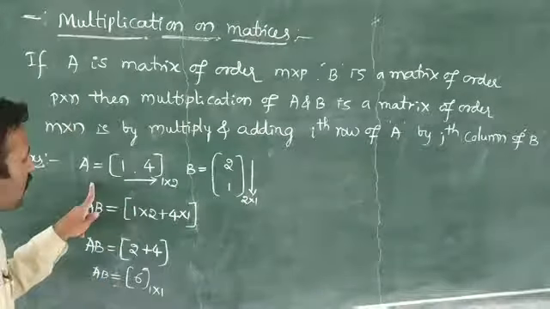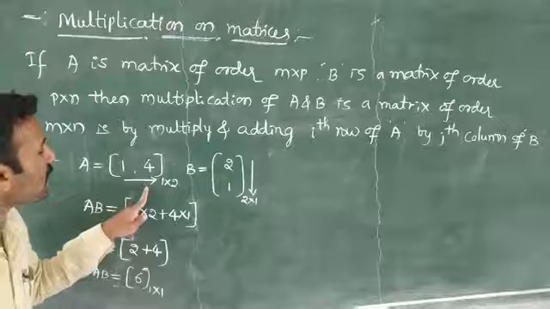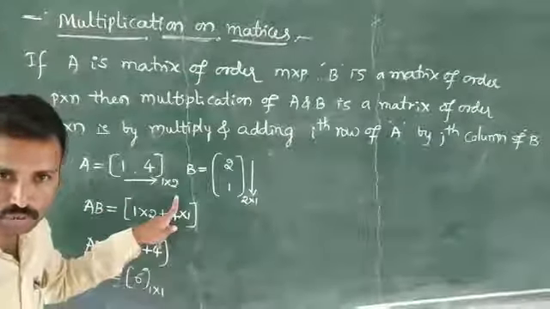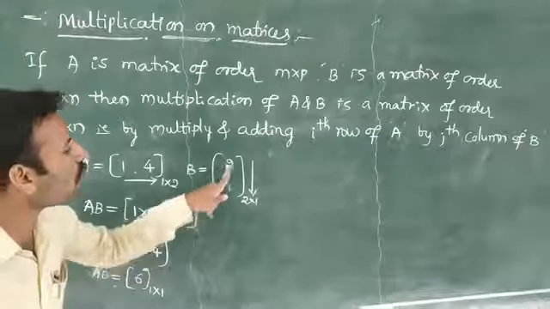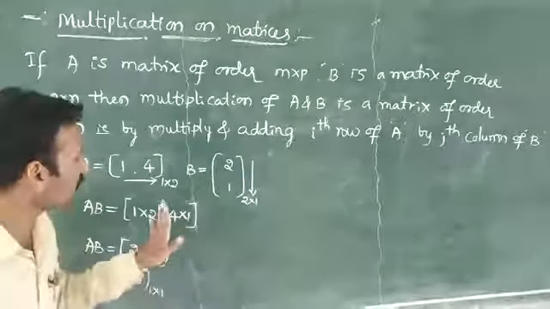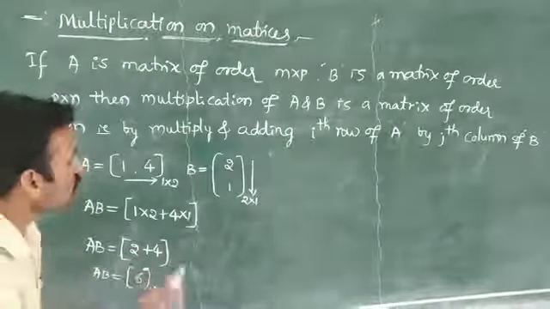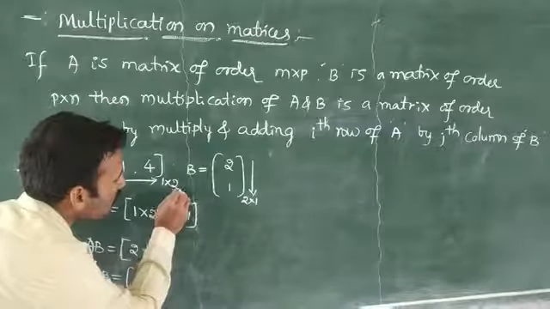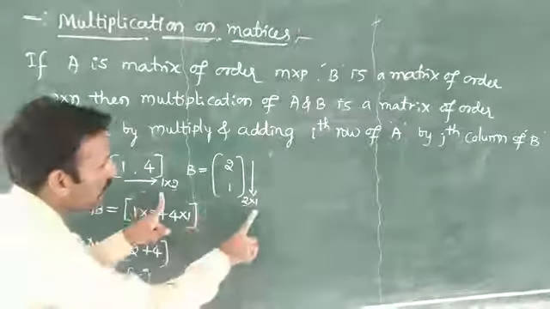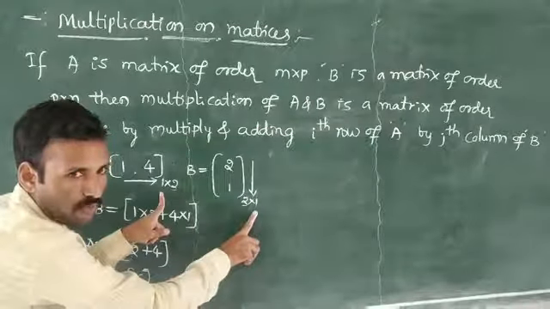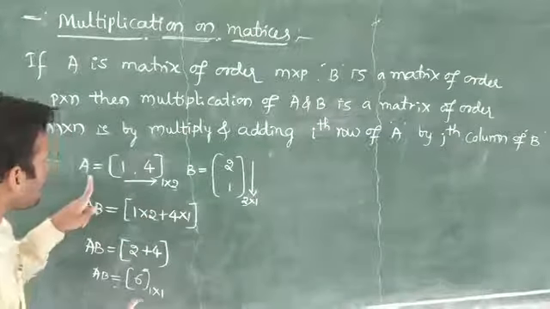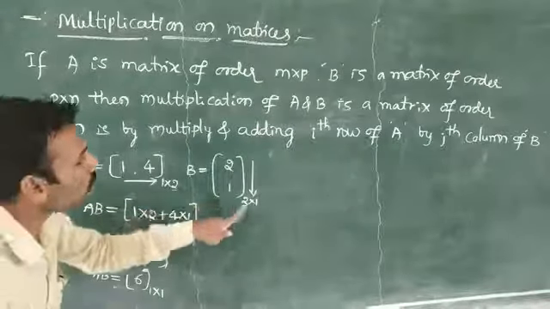I take one example. If A is a matrix having elements 1 and 4, its order is 1 cross 2 because of 1 row and 2 columns. B is a matrix of order 2 cross 1, that is 2 rows and 1 column. Then matrix multiplication is possible because the number of columns in the first matrix is equal to the number of rows in the second matrix. After multiplication, the matrix is of order 1 cross 1, since A is of order 1 cross 2 and B is of order 2 cross 1.